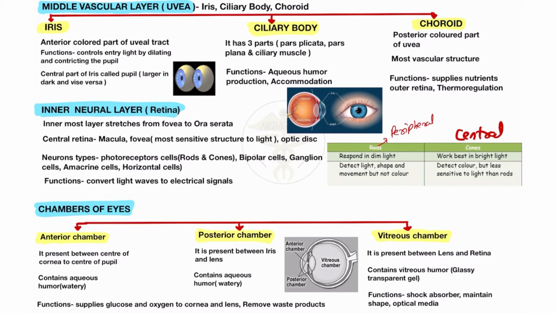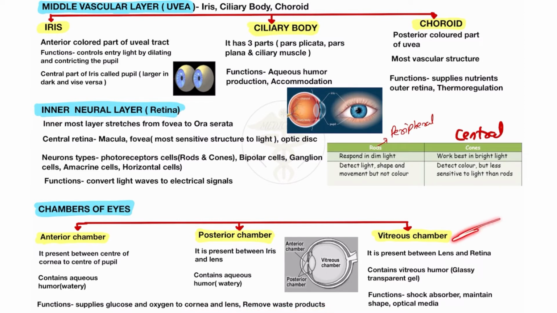So what is the function of aqueous humor? It supplies glucose and oxygen to the cornea and lens, because aqueous humor fills this region, providing energy to the cornea and the lens. Please learn this, it's very important. It also removes the waste products formed by different parts of the eye. So it supplies glucose and oxygen to the cornea and lens, and removes waste products. This is the function of the aqueous humor.